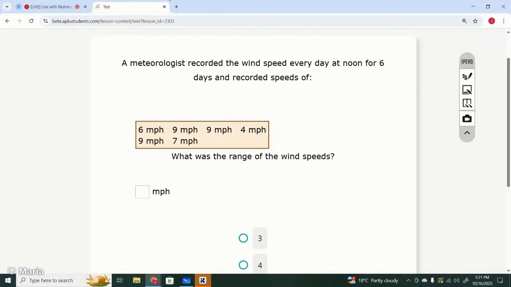A meteorologist recorded the wind speed every day at noon for 6 days and recorded speeds of what was the range of the wind speed? So, which is the correct option?